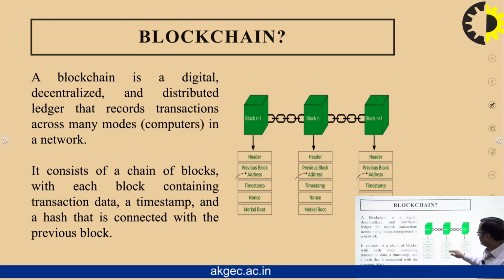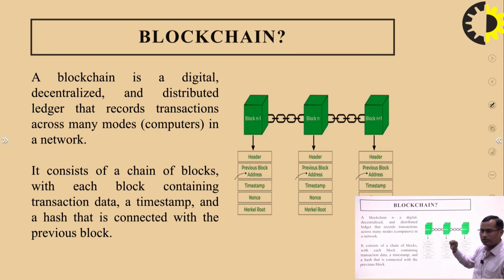If we see, one block has a number of transactions, and the block is connected to its previous block. If we talk about block n, it's also connected to its previous block, block n minus 1. So we can say the blockchain is a digital, decentralized and distributed ledger that records the transactions across many nodes or computers in the network. And it consists of a chain of blocks.